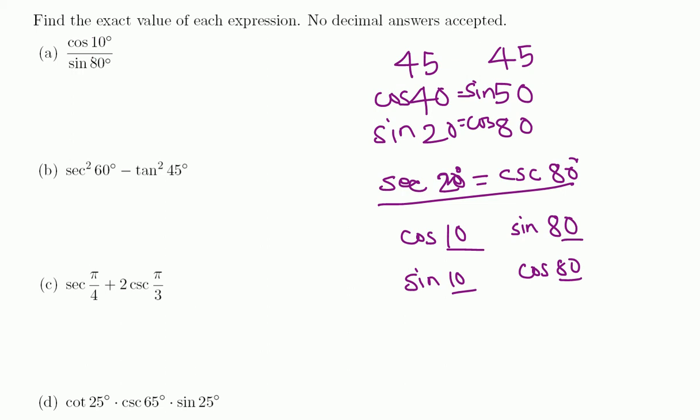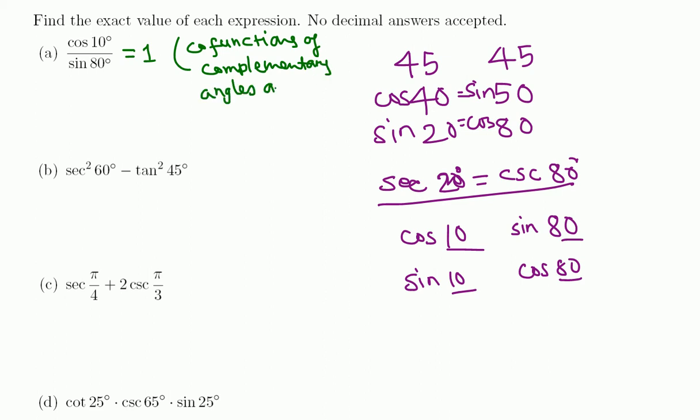Same value means when we divide something by the same, we get 1. So this will be 1. Okay, you can write, just for your reference: co-functions of complementary angles are equal. So the ratio is 1.